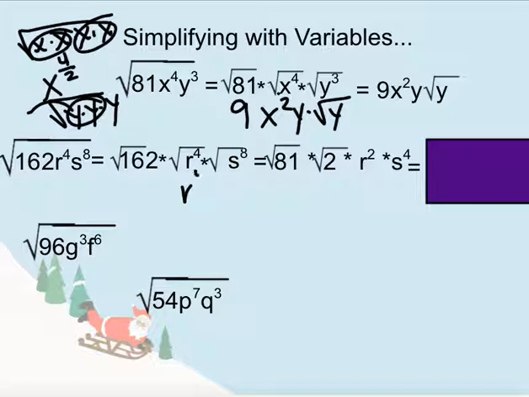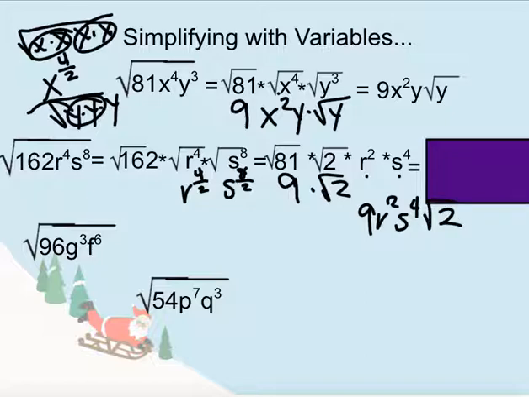Well, that's r to the 4 divided by 2, and s to the 8 divided by 2, so we get r squared and s to the 4th. And we have 9 root 2. So we would write this as 9r squared s to the 4th times the square root of 2. We always want to put our radicals last so that nothing else gets confused as possibly part of the radical.